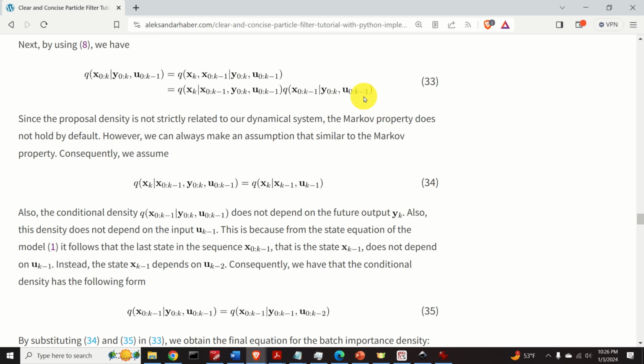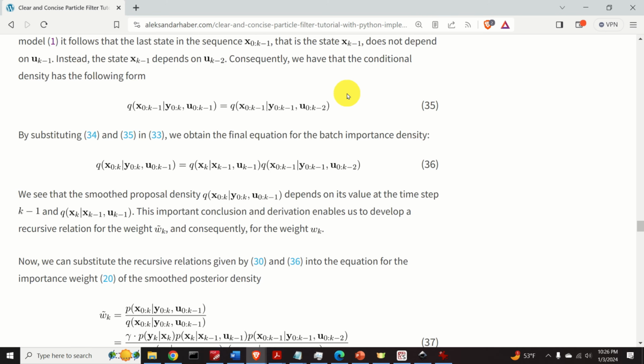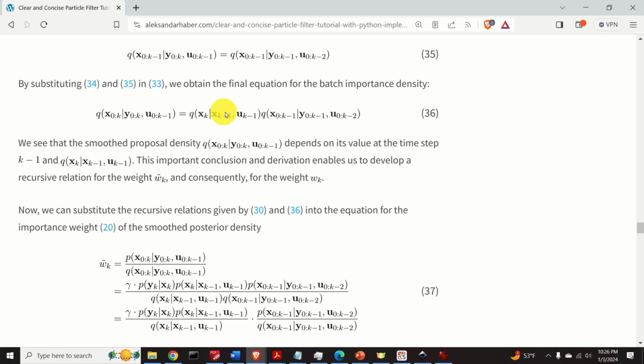This is because from the state equation of our state space model, it follows that the last state in this sequence, that is the state xk minus 1, does not depend on the input uk minus 1. Instead, the state xk minus 1 depends on the input at the time instant k minus 2. Consequently, we can write this density like this. Now, let's substitute this equation and this equation in this equation. And as the result, we obtain this equation. This equation is very important.